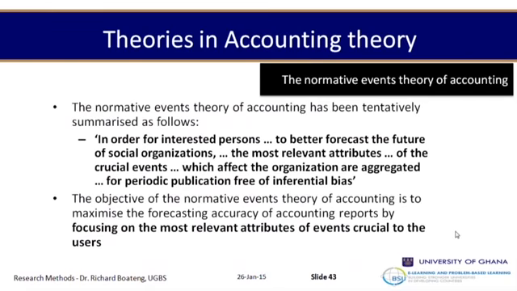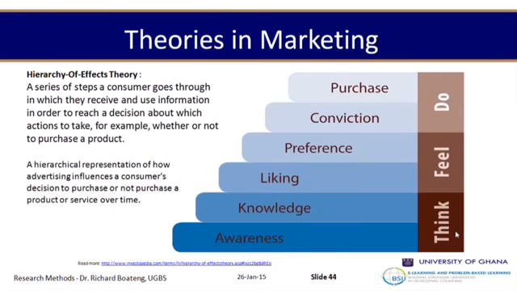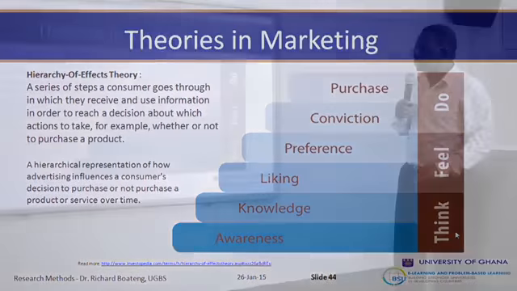Now I'm just giving overviews, so I'll mention other ones in marketing too. Marketing has the hierarchy of effects theory. That's the series of steps a consumer goes through. You see this one is stepwise, and it's based on a hierarchy. So you see think, feel, do. You have awareness, knowledge, liking, preference, conviction, and purchase. So what hierarchy of steps does a consumer go through in order to make a choice or a decision to purchase a product? This is what the theory says.